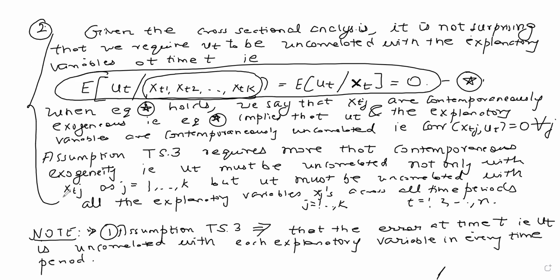The cross-sectional analysis assumption is more instantaneous or contemporaneous, in which ut is only uncorrelated with the xt's, xt1, xt2, xtk, because there are k such independent variables. However, the time series analysis says that ut is not only uncorrelated with the xt's, it is also uncorrelated with the past and the future values of x's also.